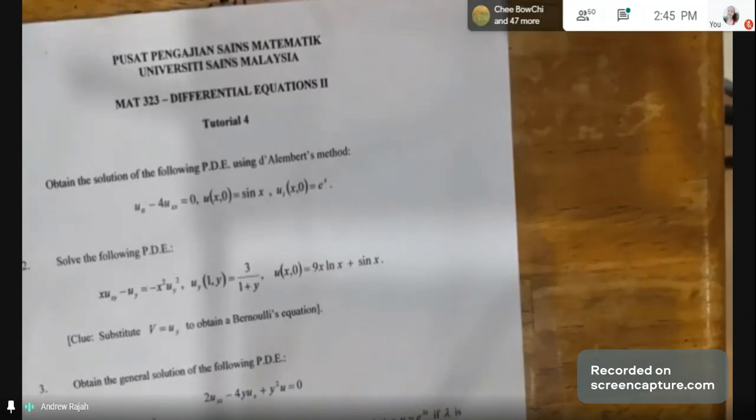When it's del u del y, the function in x becomes arbitrary. If it's del square u del x squared, then the functions in y become the constants or arbitrary constants. Understand? Okay.